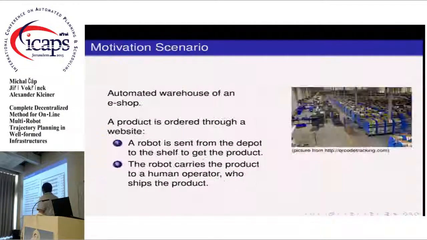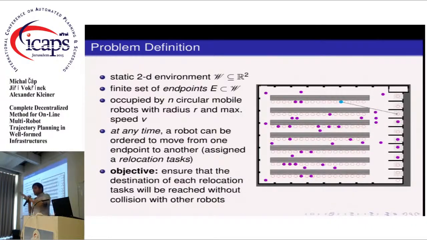Formally, we define the problem as follows. We have a known static map of an environment, and we have a set of locations that we call endpoints that can serve as start and destination positions for the robots. This environment is occupied by a number of robots, typically quite a large number. And in this environment, we can pick one of the robots and tell him, okay, you go to one of the endpoints. So we can send him at any time to one of the endpoints.